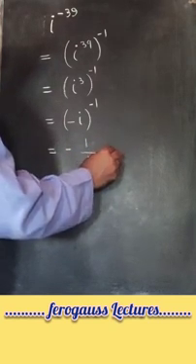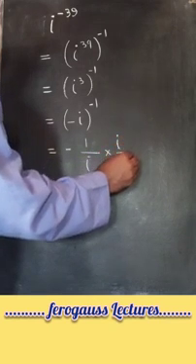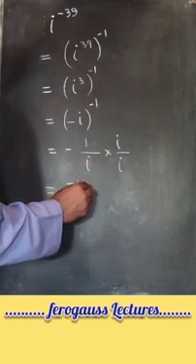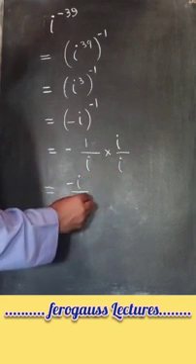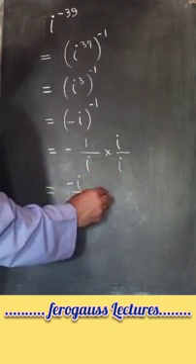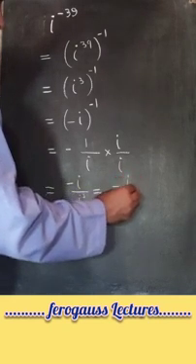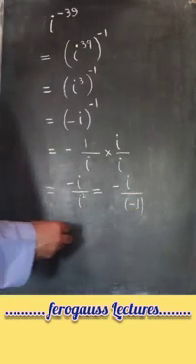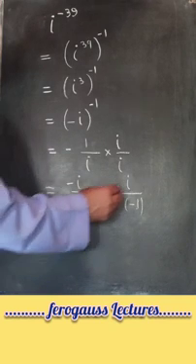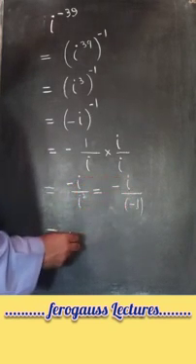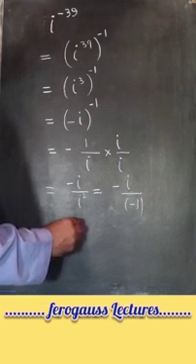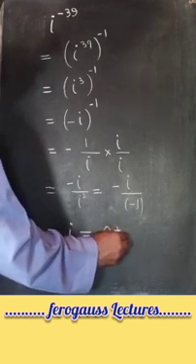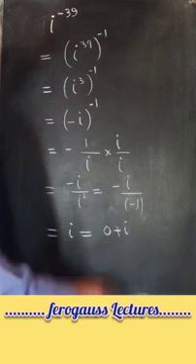Or multiplying numerator and denominator by iota, we get minus iota divided by iota square, which is further equal to minus iota divided by iota square is equal to minus 1. That is further equal to minus iota divided by minus 1, that is equal to iota. Or we can write it as 0 plus iota, or 1 iota, that is iota.